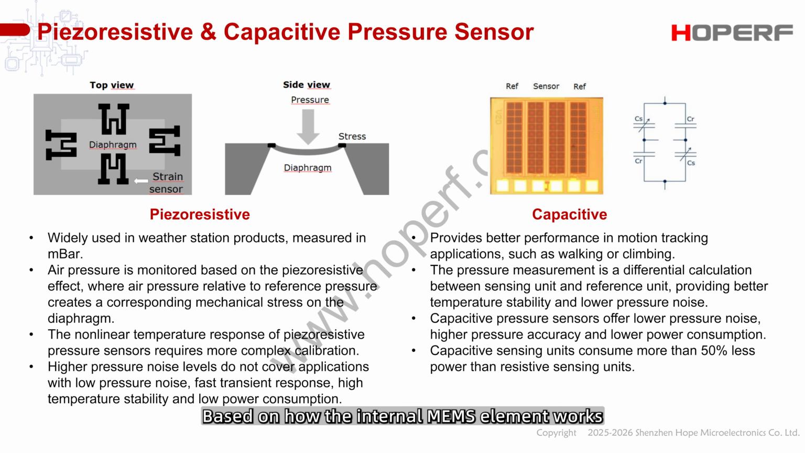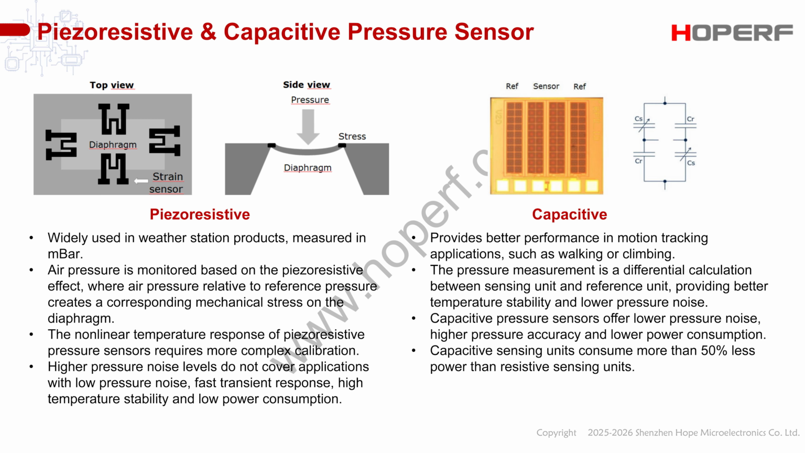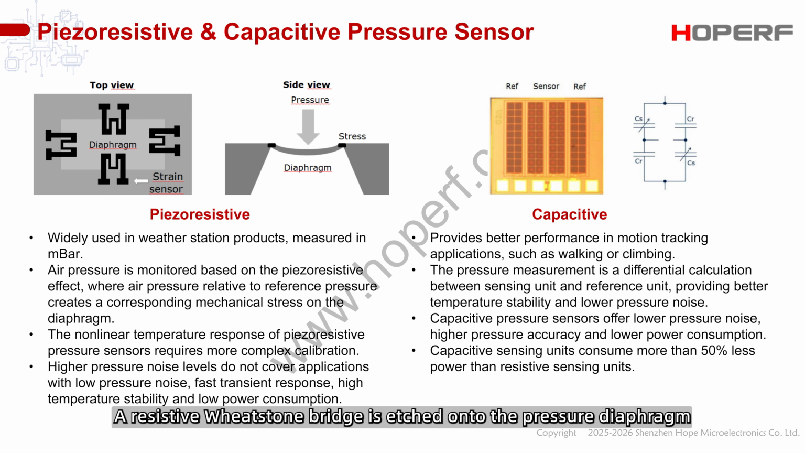Based on how the internal MEMS element works, pressure sensors can be further divided into two types: piezoresistive and capacitive. Piezoresistive type. A resistive Wheatstone bridge is etched onto the pressure diaphragm. When the diaphragm is mechanically deformed by external pressure, the output signal from the Wheatstone bridge changes accordingly.